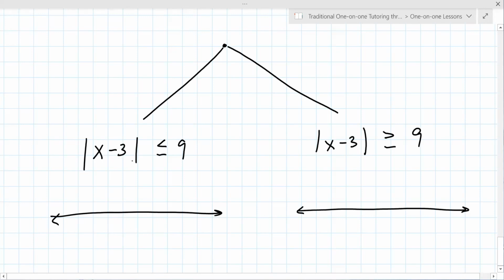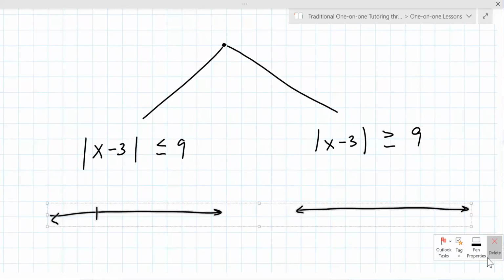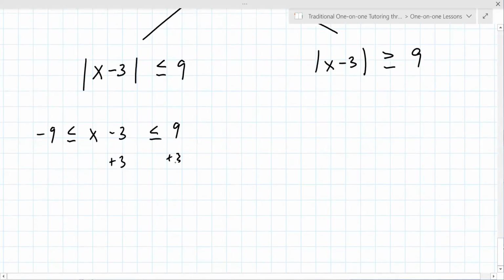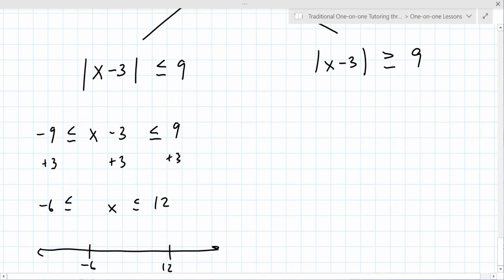Let me think about that. 12 and -6. So here's, well, actually, let's just do it. This will be a better exercise for us to do. This is x minus 3, -9, and +9. Mm-hmm. Add 3, add 3, add 3. -6 is less than or equal to x, which is less than or equal to 12. So on a number line, it's all the numbers between -6 and 12. Between.